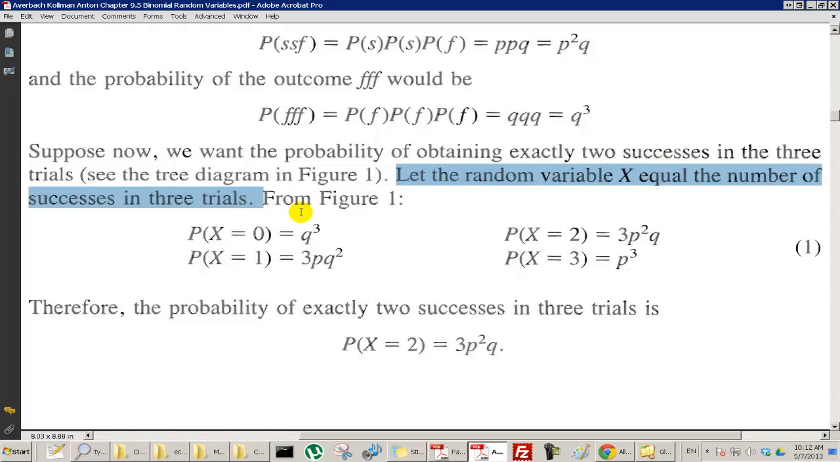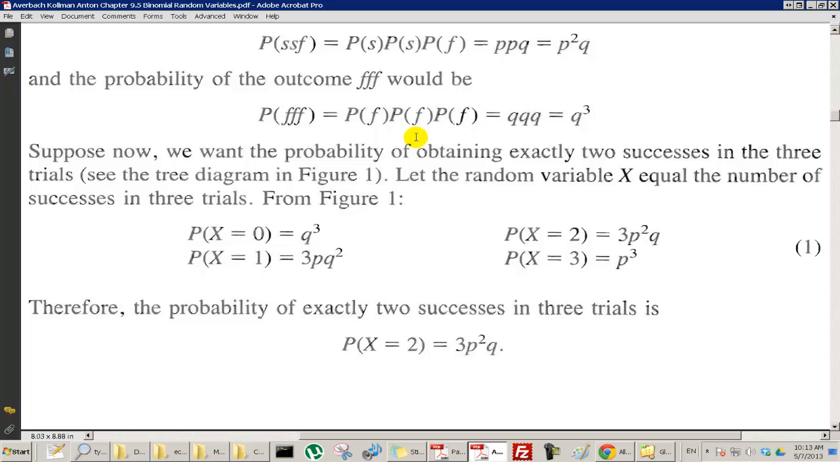From figure 1, we see the probability that x equals 0, we're going to ask that. What's the probability that x equals 1? X equals 2, probability. X equals 3, what's the probability? So the probability that x equals 0, there's only one case. That's when we had all failures. So that was q times q times q, q cubed. Sorry, I said q squared, q cubed.